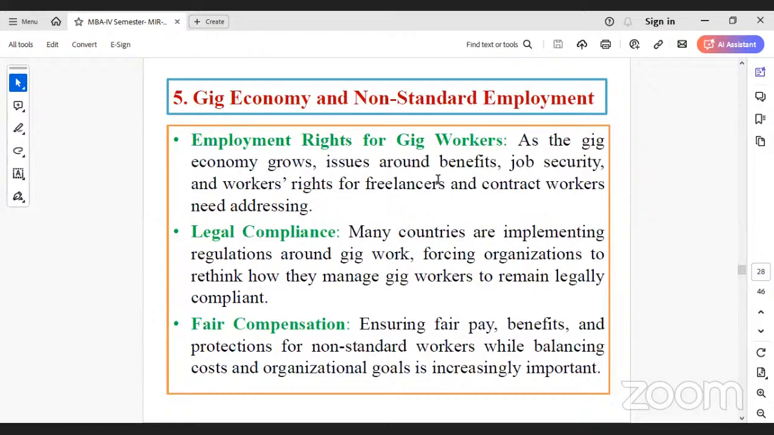Gig economy and non-standard employment. So employment rights for gig workers. Gig is nothing but a developing economy. As the gig economy grows, issues around benefits, job security, and workers' rights for freelancers and contract workers need addressing. So the company has to look at these parameters, issues, and benefits, job security, and workers' rights for freelancing and contract work.